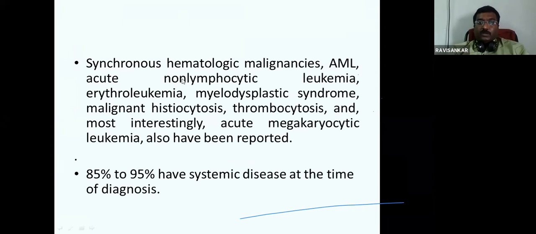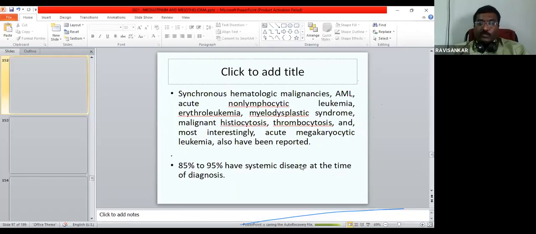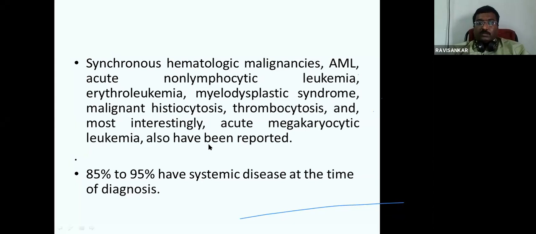Remember this part. Acute megakaryocytic leukemia is typically associated with mediastinal germ cell tumors. Most of the mediastinal germ cell tumors have systemic disease at the time of diagnosis.